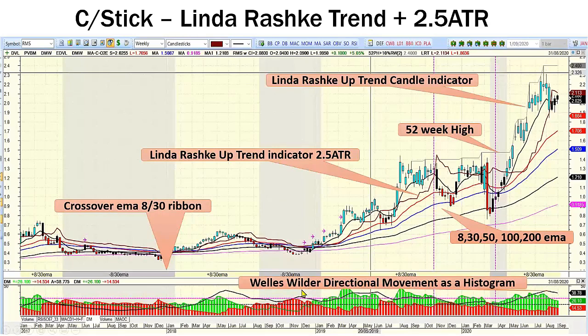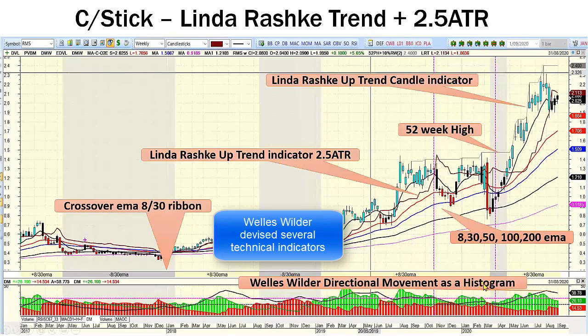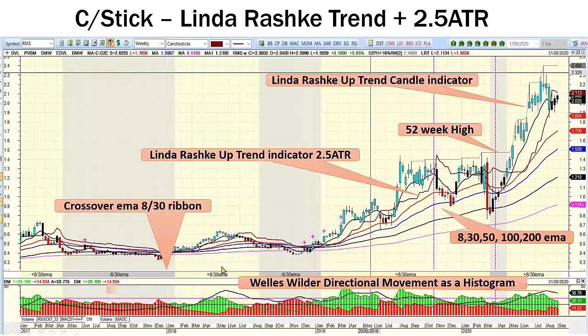And down the bottom here, I quite like this. This is Welles Wilder's directional movement as a histogram. The reason I like it as a histogram is because if it's green like this, it means it's positive. If it's red like this, it means you shouldn't even be considering it. And it's simply plotting D plus, direction plus, direction minus, as a histogram rather than lines. And I also put on the ADX, which tracks between the two of them. So that appeals to me from a colour point of view and everything else.